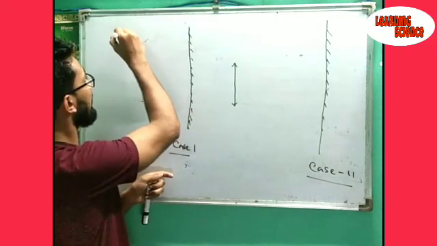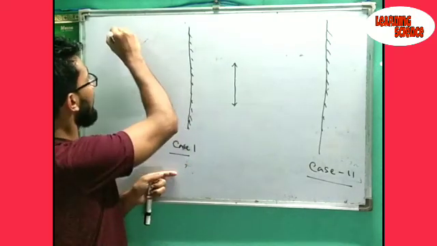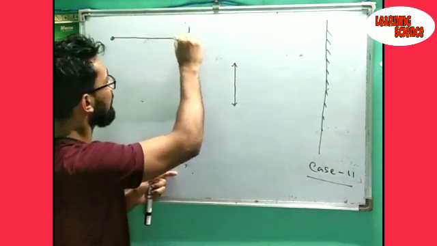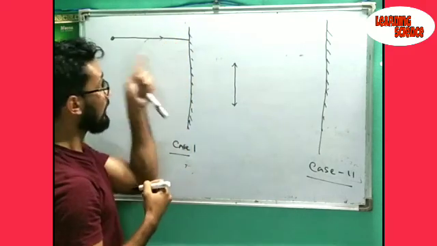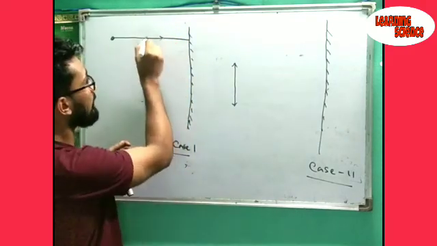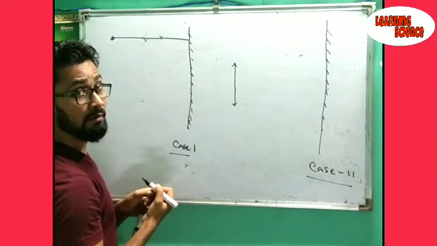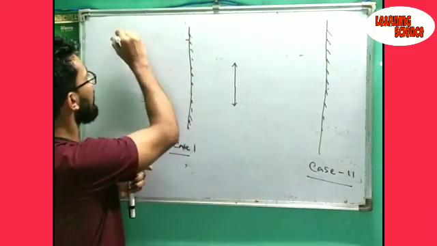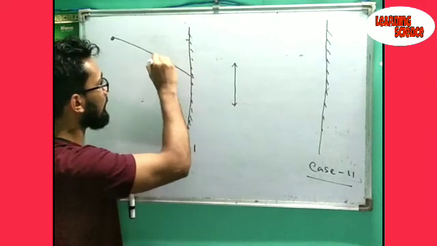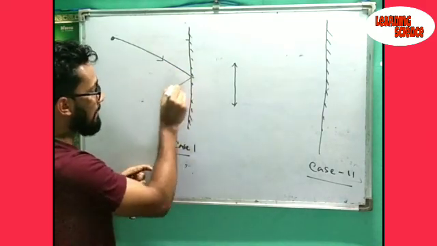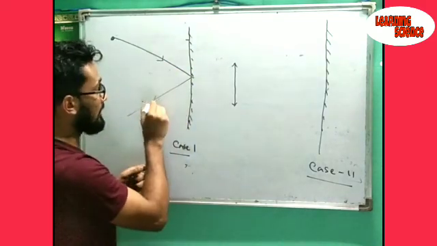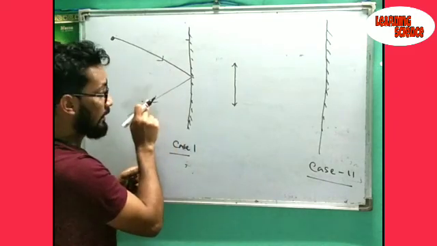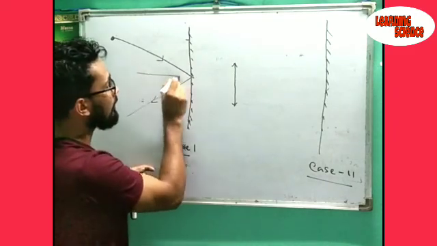So let's say from an object, an infinite number of rays can come. I am taking only two rays. A ray which is falling straight, along the normal, what will happen? It will bounce back straight. Clear? Or a ray falling obliquely, what will happen? It will bounce back. This is our incident ray, this is our reflected ray, and here will be our normal.